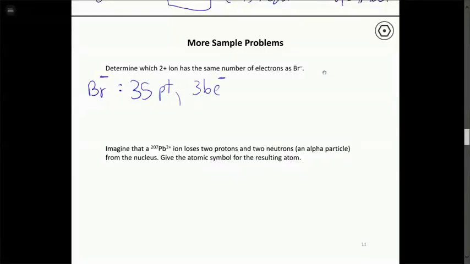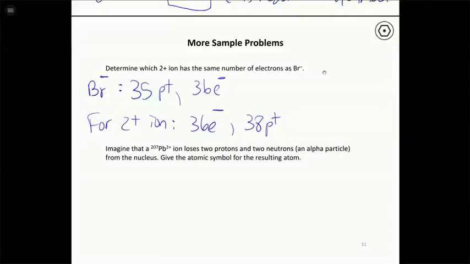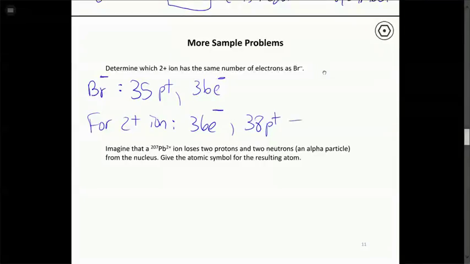So that's what we're starting with. We want to determine which 2+ ion has this same number of electrons. If we want to find a 2+ ion that has 36 electrons also, how many protons does it need to have? Okay, 38. Does everybody see why that is? We have a 2+ charge, which means we have to have 2 more protons than we have electrons. We want the 2+ ion that has 36 electrons, so it has to have 38 protons. And then figure out which element this corresponds to.